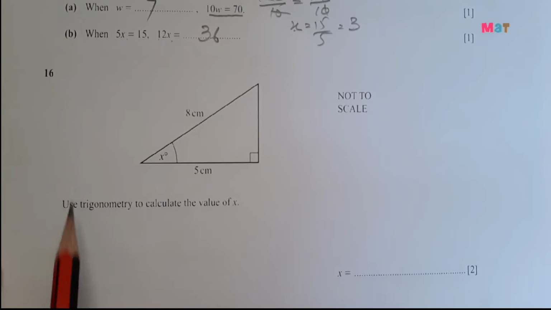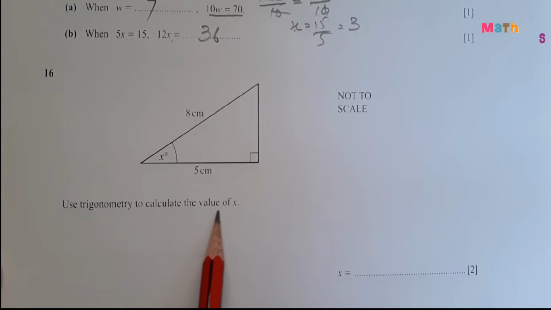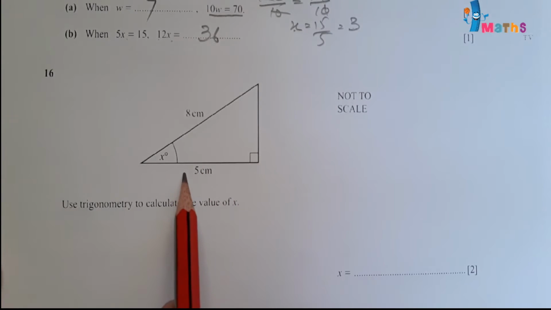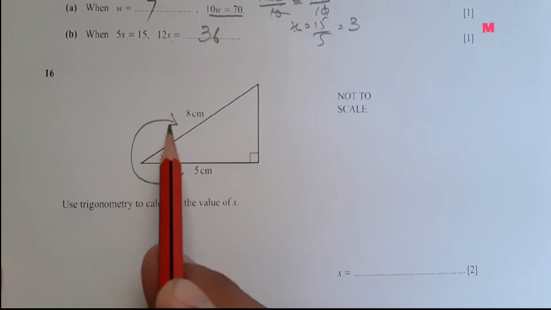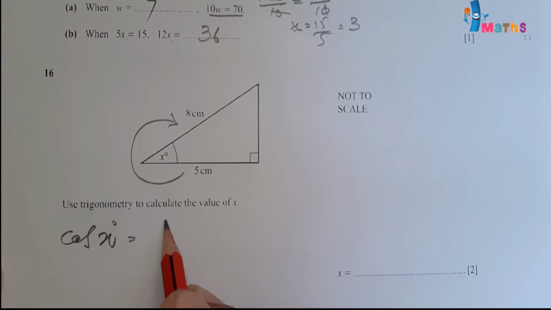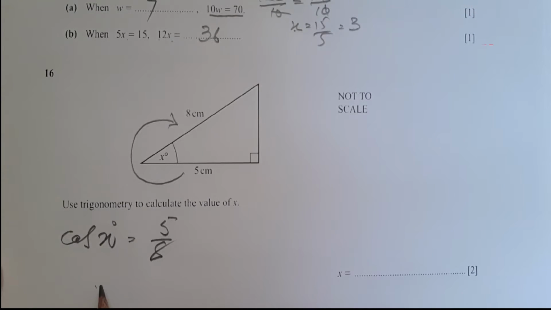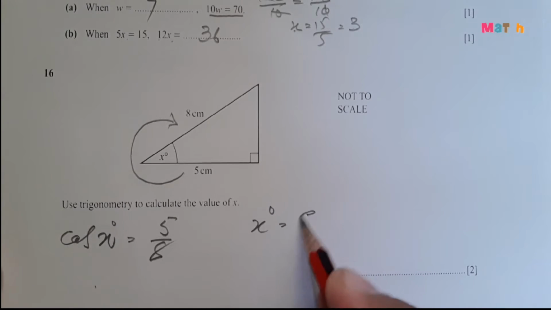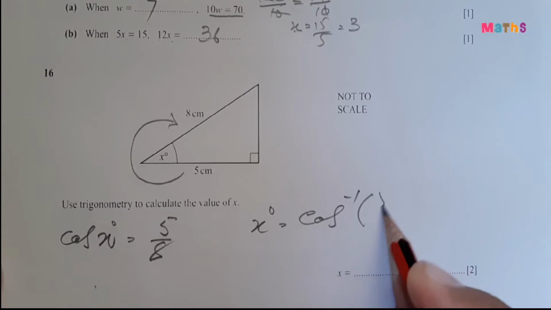Question number 16. Use trigonometry to calculate the value of x. So this is adjacent over hypotenuse. Adjacent over hypotenuse will be cos x. So cos x degrees is equal to 5 over 8. So we can write down x degrees is equal to cos inverse 5 by 8.